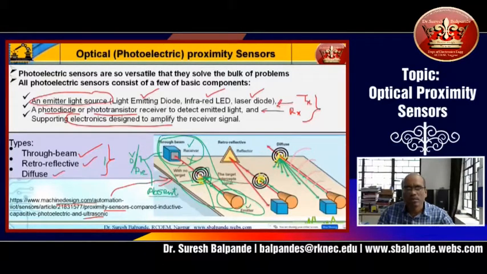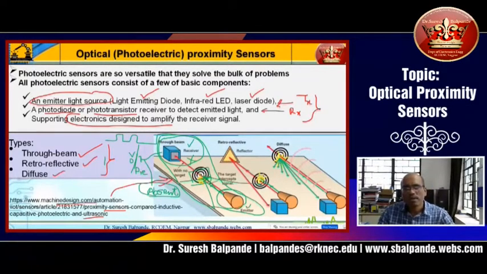So we are not interested in measurement of the distance between these or so on. We want to know only the presence and absence, that's all. So it will give the digital output in terms of pulses. Whenever there is interruption, you will have 0. No interruption, you will have 1 continuously, or vice versa. So this is the arrangement in through beam.